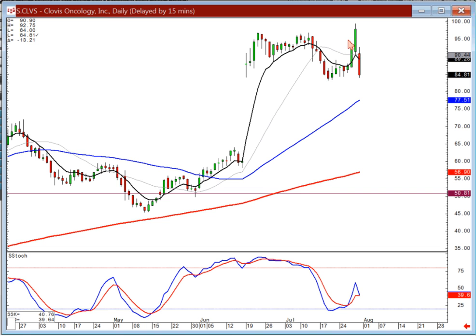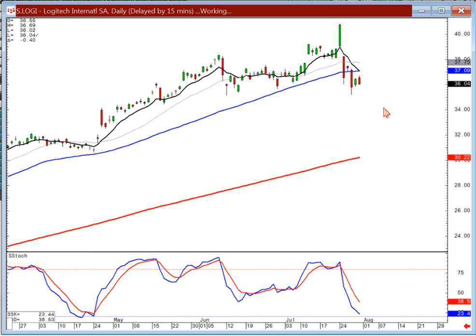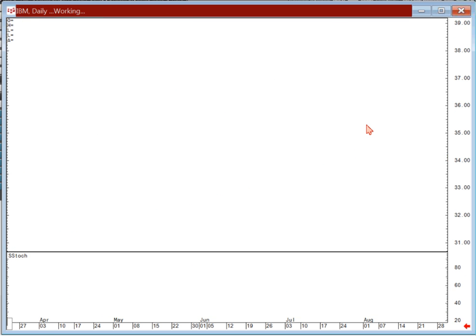CLVS had the potential of a scoop pattern breakout, but anytime you see that kicker signal, remember that's going to be a strong move to the downside. And Logi, another one where it's got the kicker signal. You stay short until you see a buy signal.